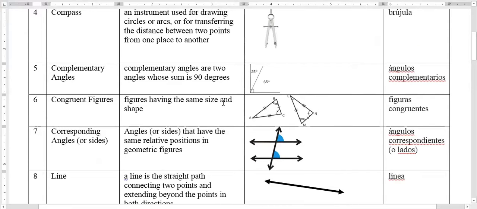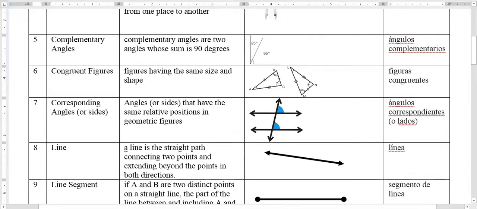So number six, congruent figures. Figures having the same size and shape. The way you could think about it is your shoes. The left shoe is congruent to the right shoe, but reflected, right? A congruent figure is the same thing. So let's say you have two toys, or two basketballs, that's better. Two basketballs, two footballs, those are congruent figures.